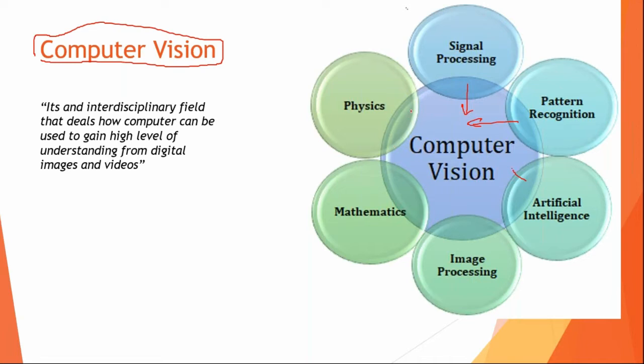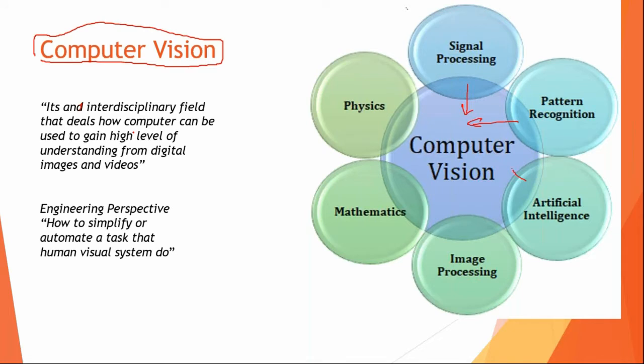I was trying to find a definition for it, and it said it's an interdisciplinary field that deals with how computers can be used to gain high-level knowledge from digital images and videos. So you try to derive some information from digital images and videos. If you are able to do that, that particular field is called computer vision. And from the engineering perspective, you can also think of it as something which can simplify the tasks a human visual system can do. If you're able to do that, you can also call it a computer vision application.